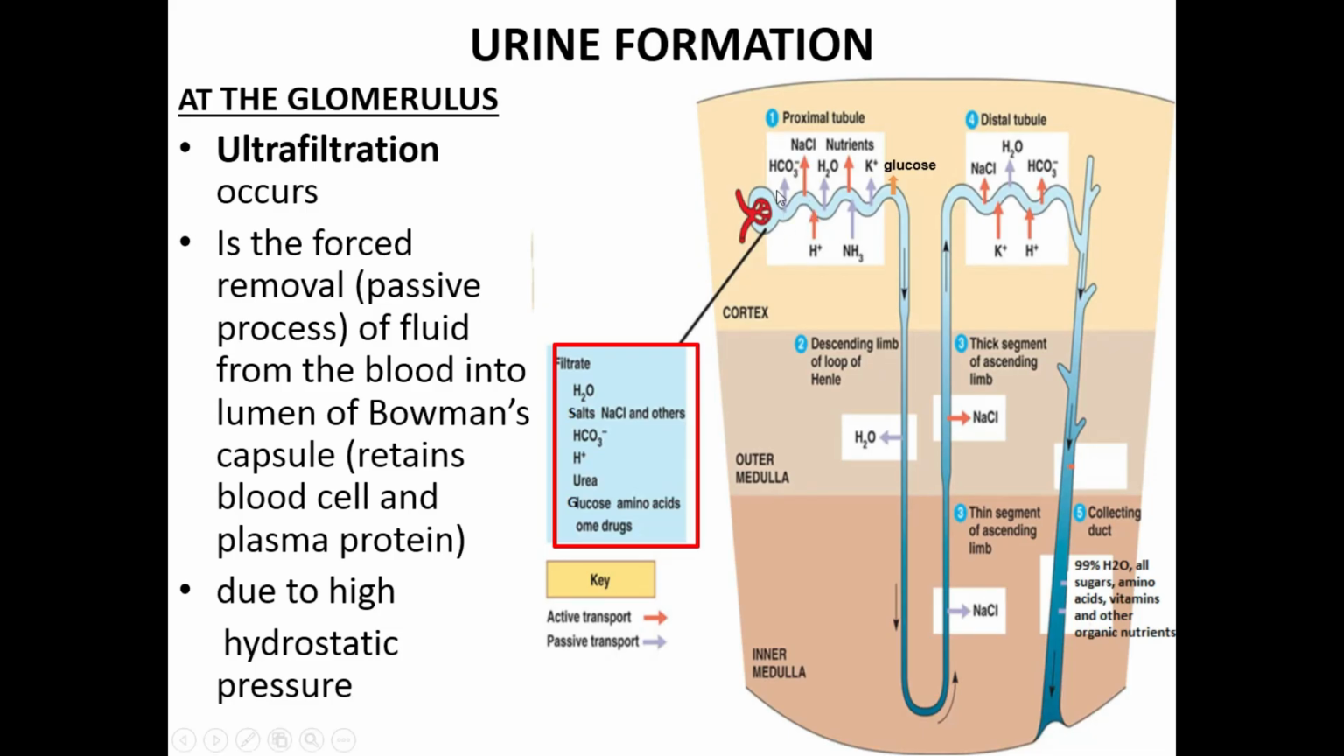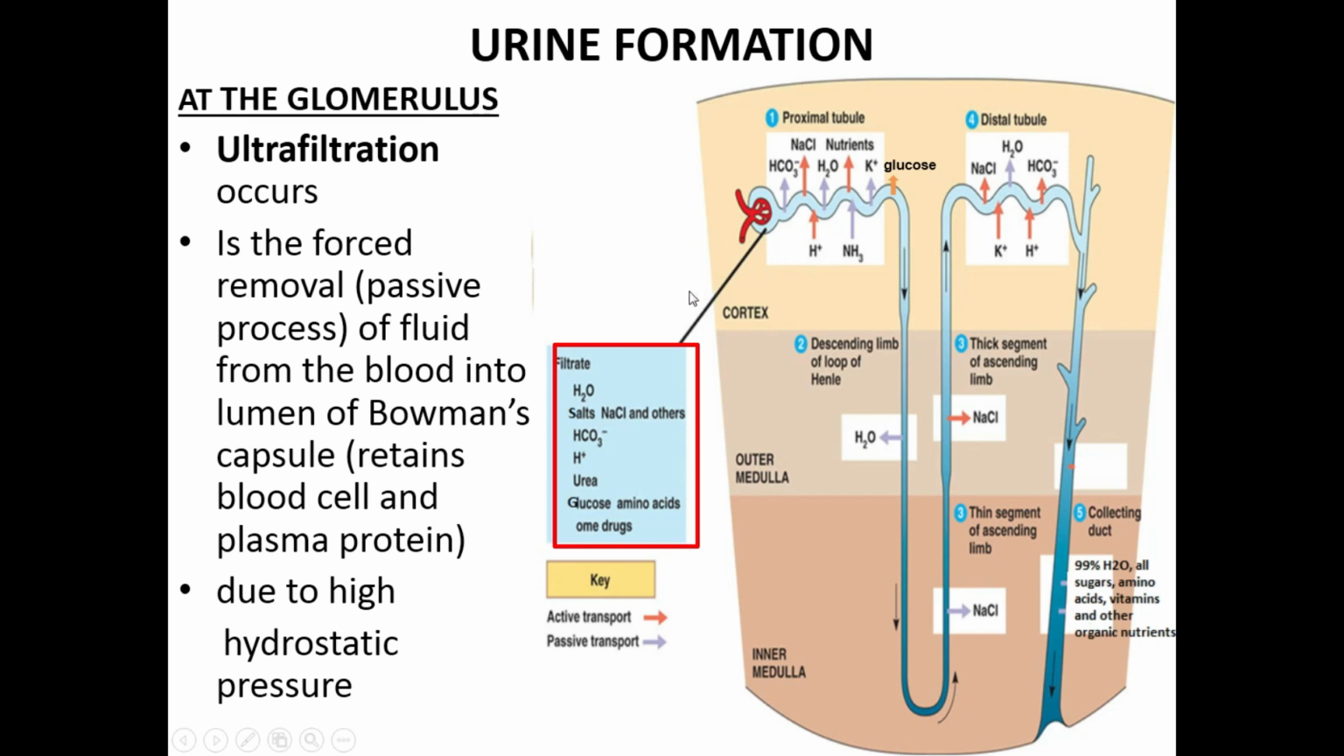Ultrafiltration occurs at the glomerulus. Okay, so now what is meant by ultrafiltration? Ultrafiltration is the forced removal of all substances or fluid from the blood into the lumen of Bowman capsule, except red blood cells and plasma protein, due to high hydrostatic pressure.